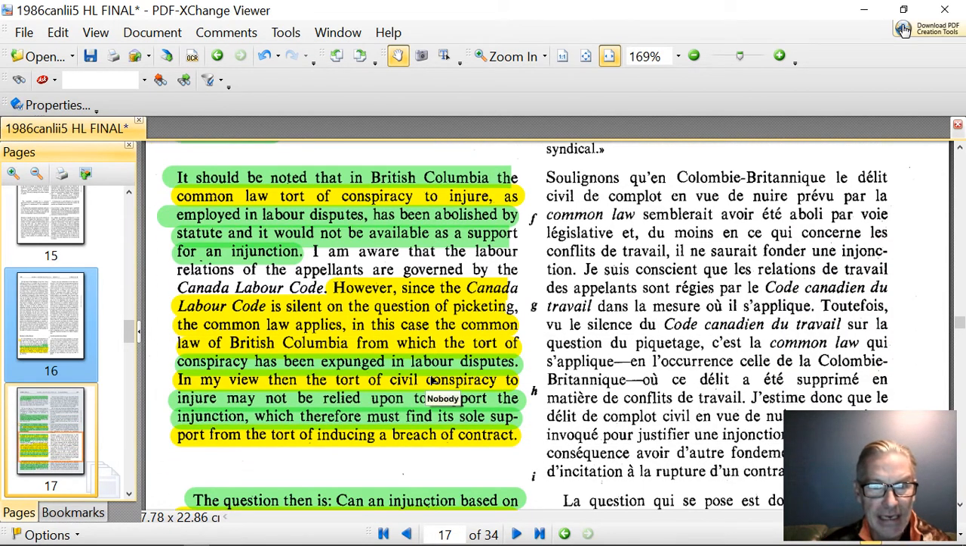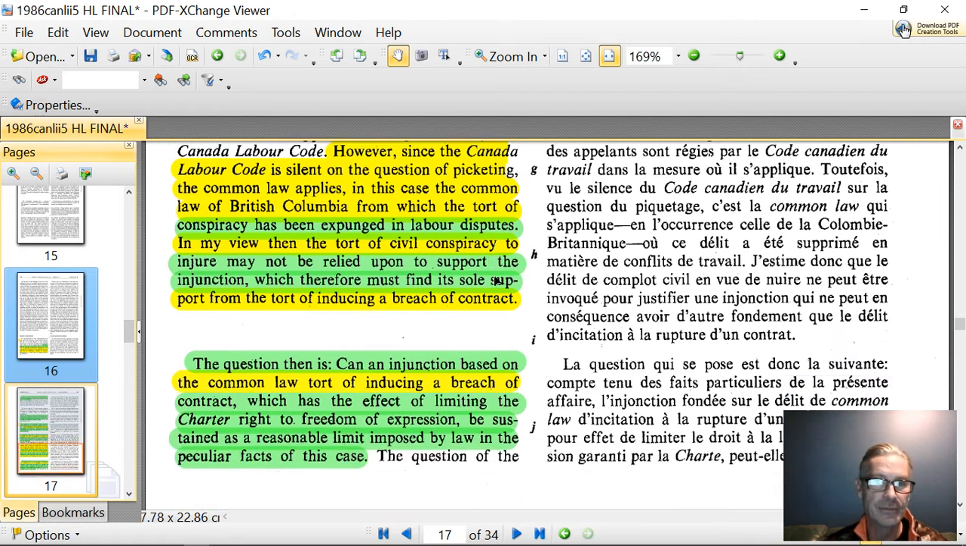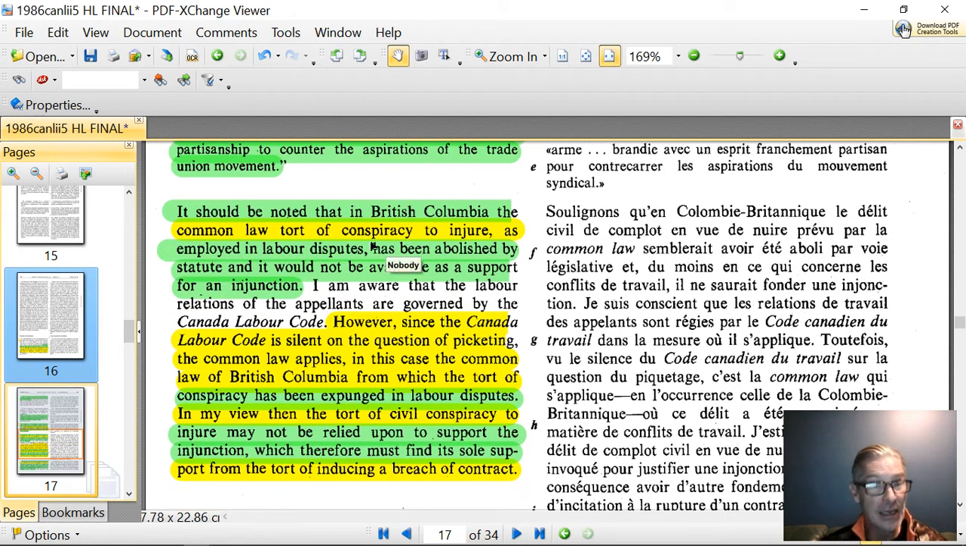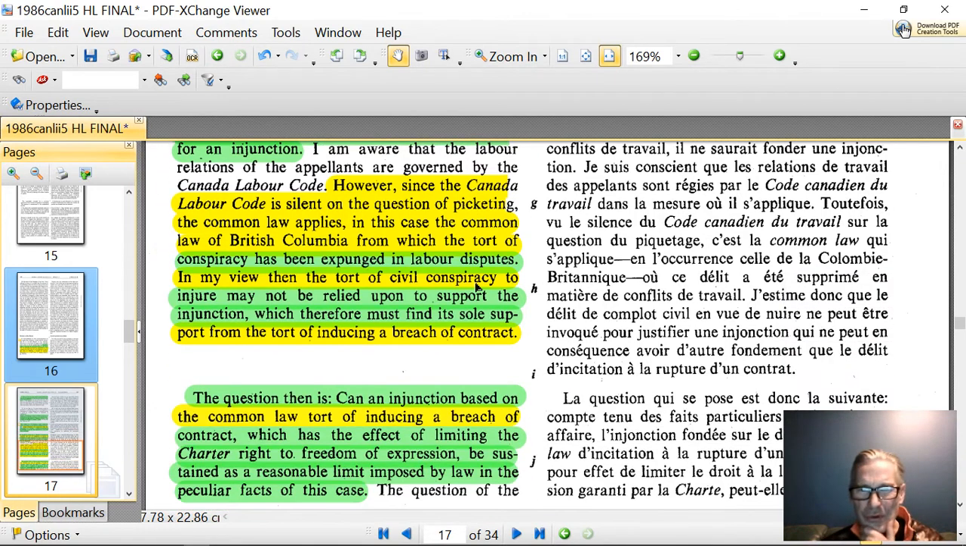It should be noted that in British Columbia, the common law tort of conspiracy to injure as employed in labor disputes has been abolished by statute, and it would not be available as a support for the injunction. There you have it. It doesn't say that the tort of conspiracy to injure doesn't apply to others, only in labor disputes. The tort of conspiracy to injure. I wonder who that might apply to.